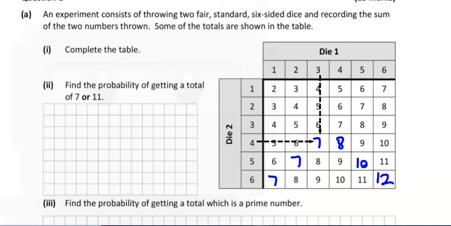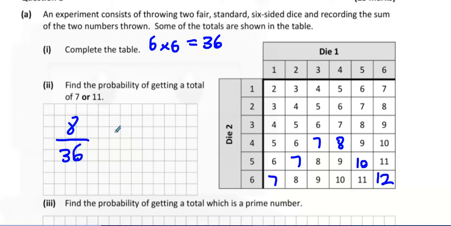Okay, so if you don't know what I'm doing with that, okay? Now there's 36 different outcomes, because there's 6 outcomes from the first dice and 6 outcomes from the second dice, which is 36 different outcomes. Now what's the probability of getting a 7 or 11? Well, 7 is 1, 2, 3, 4, 5, 6, and 11 is 2, so 6 plus 2 is 8. 8 out of 36, which will be 2 out of 9.